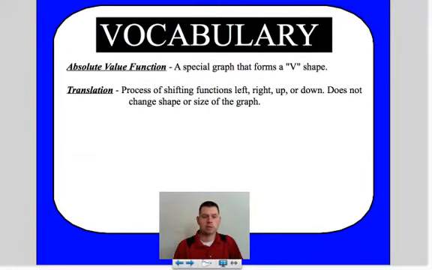The absolute value function is the special graph that forms a V-shape. We've seen those before, and we've just done a kind of plug and chug method of graphing these, but it's just the V-shape graphs. Translation is the process of shifting functions left, right, up, or down. It does not, however, change the shape or the size of the graph.